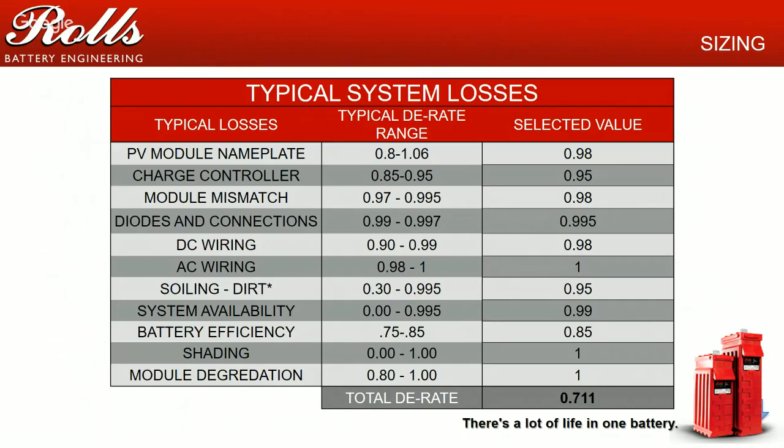When you're in the bulk stage, they're taking a lot of current, but in the absorption stage you're only about 60 to 75% efficient at that time. And then of course, you've got shading and module degradation that you want to account for. So overall, over the lifetime of the system, your total derate is about 29 to 30%.